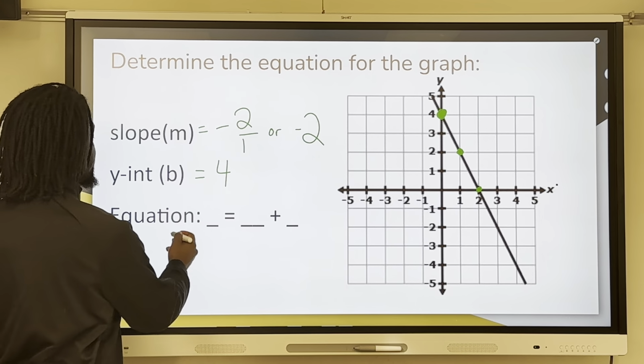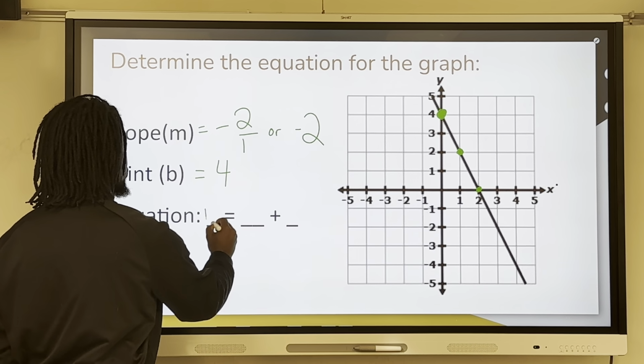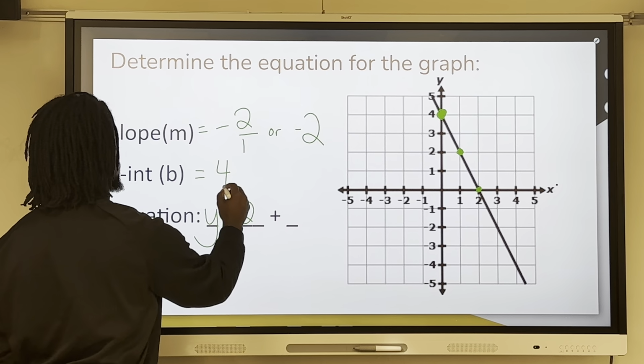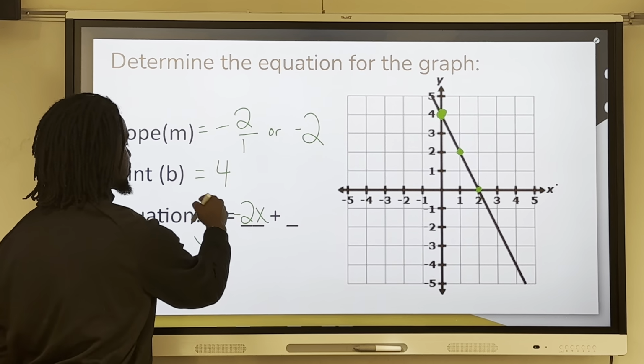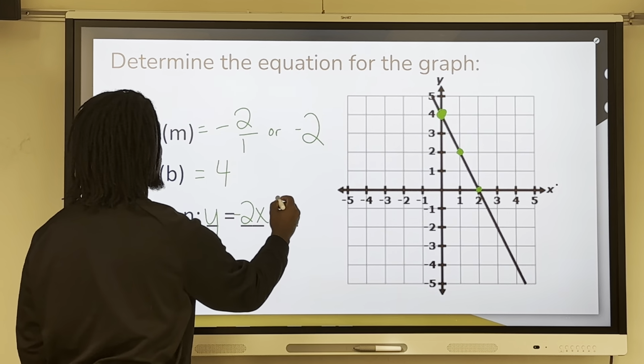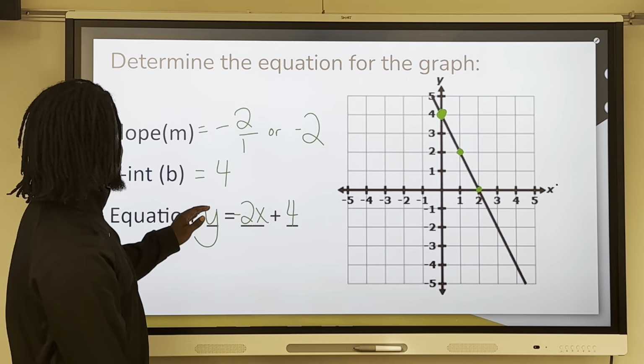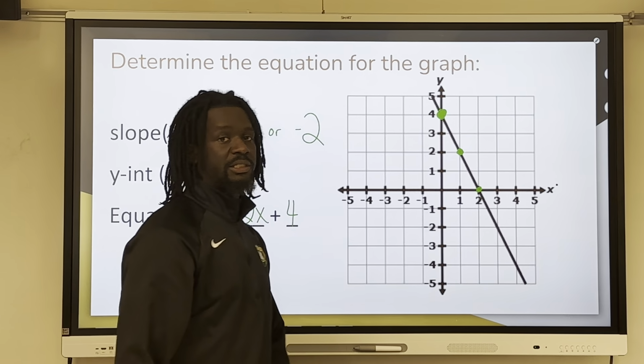Okay? And so to put this in slope form, we're going to put y equals, the slope is -2, x, and then the y-intercept is 4. All right? y equals mx plus b is y equals -2x plus 4.